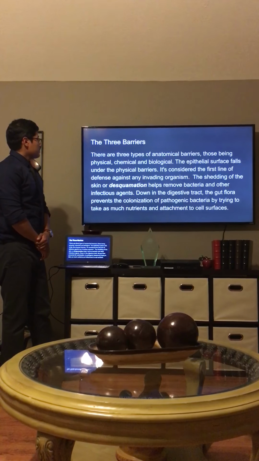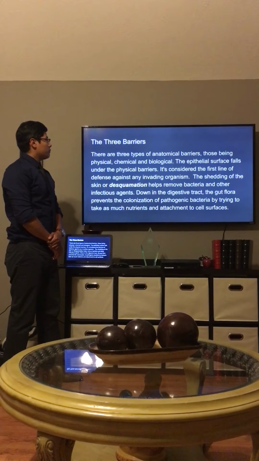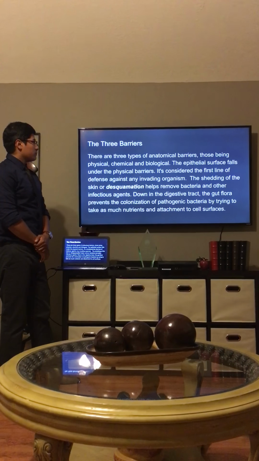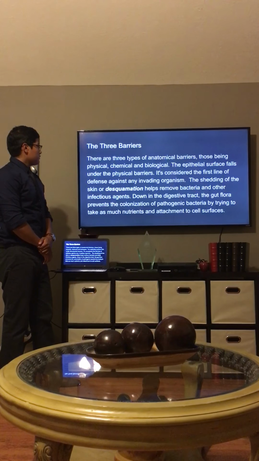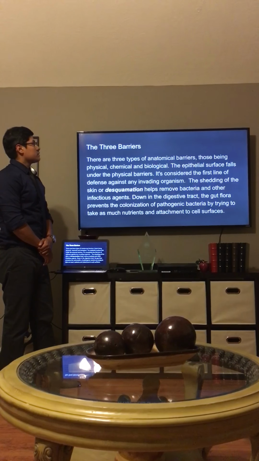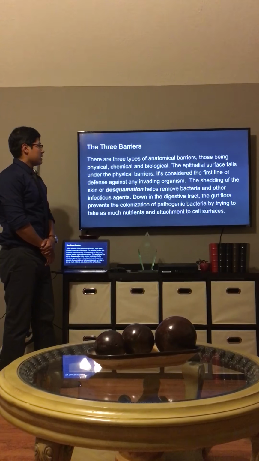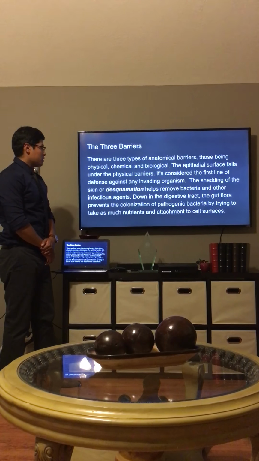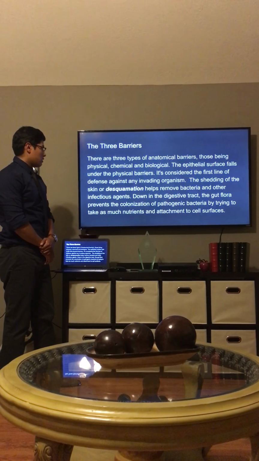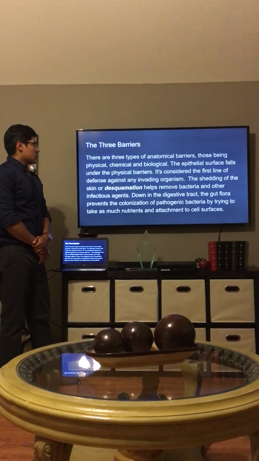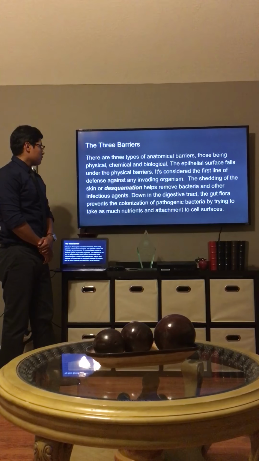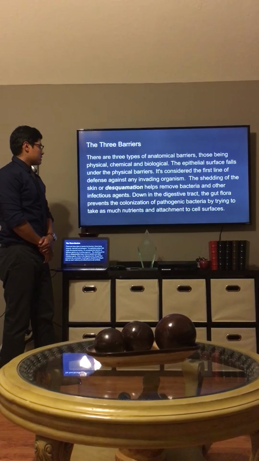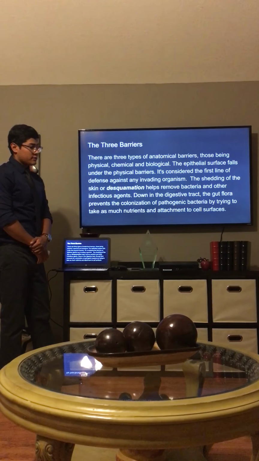The three barriers. There are three types of anatomical barriers, those being physical, chemical, and biological. The epithelial surface falls under the physical barriers. It's considered the first line of defense against any invading organism. The shedding of the skin, or desquamation, helps remove bacteria and other infectious agents. Down in the digestive tract, the gut flora prevents the colonization of pathogenic bacteria by trying to take as much nutrients and attachment to cell surfaces.